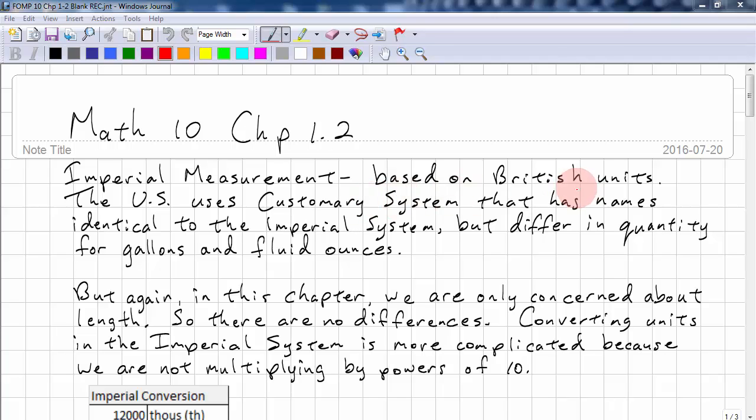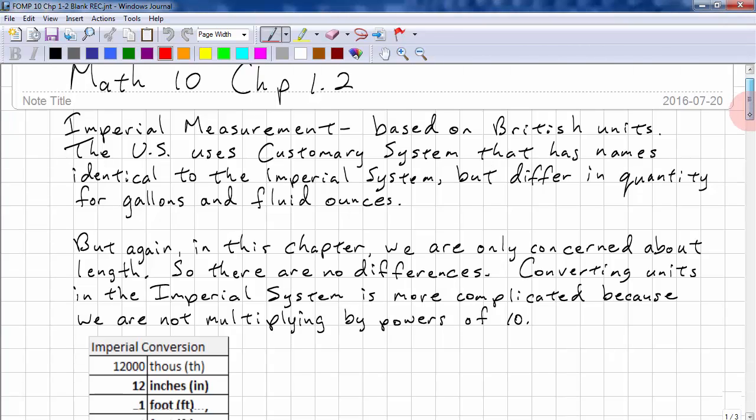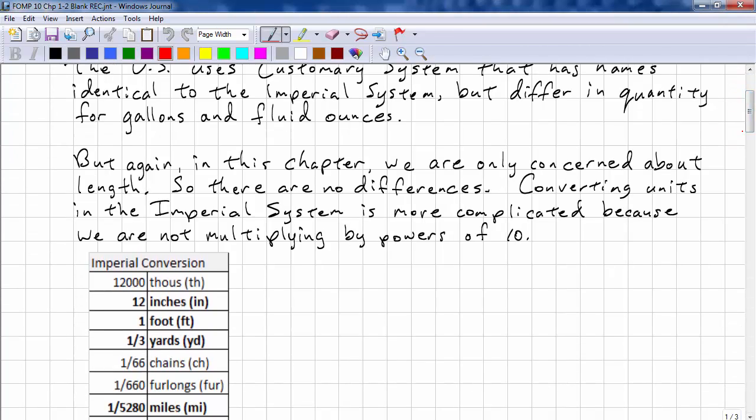It is based on British units, and the US uses a customary system that has names that are identical to the imperial system but differ in quantity for gallons and fluid ounces. But again, in this chapter, we are only concerned about length. So there are no differences between the British and the US system. Converting units in the imperial system is more complicated because we are not multiplying or dividing by powers of 10.